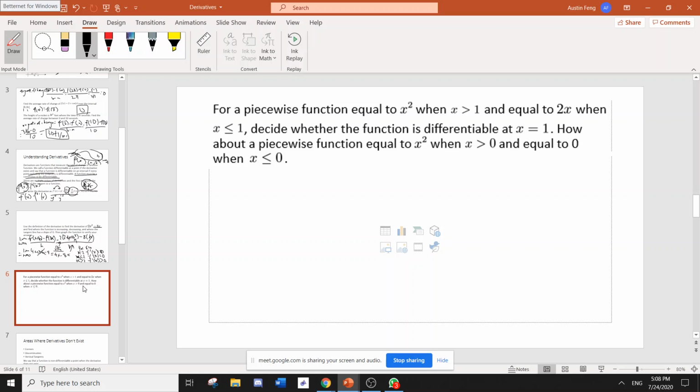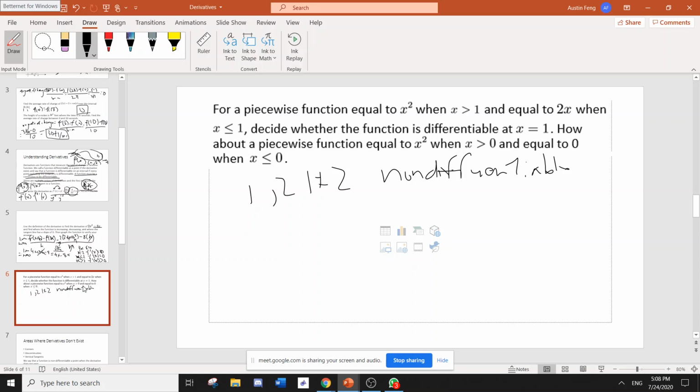So let's first confirm that it's continuous. Plug in x equal to 1, so we get 1 for x squared, and then for 2x we get 2. So you see that 1 does not equal 2. So it's non-differentiable.